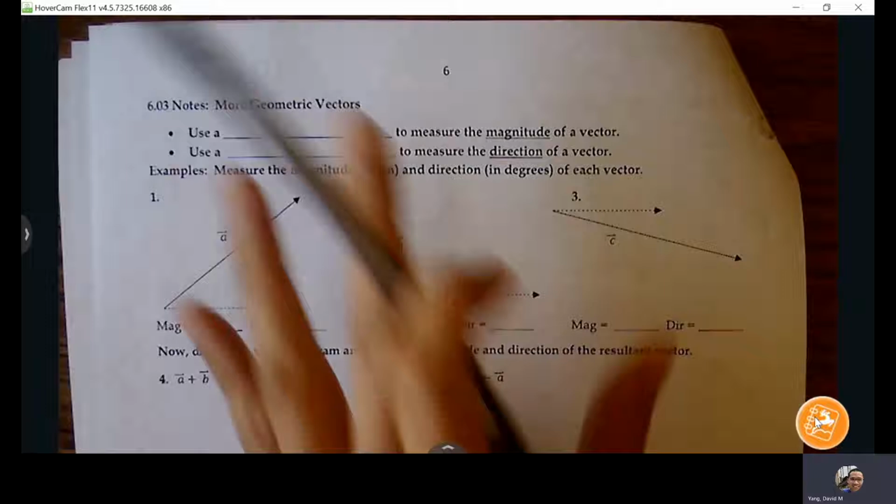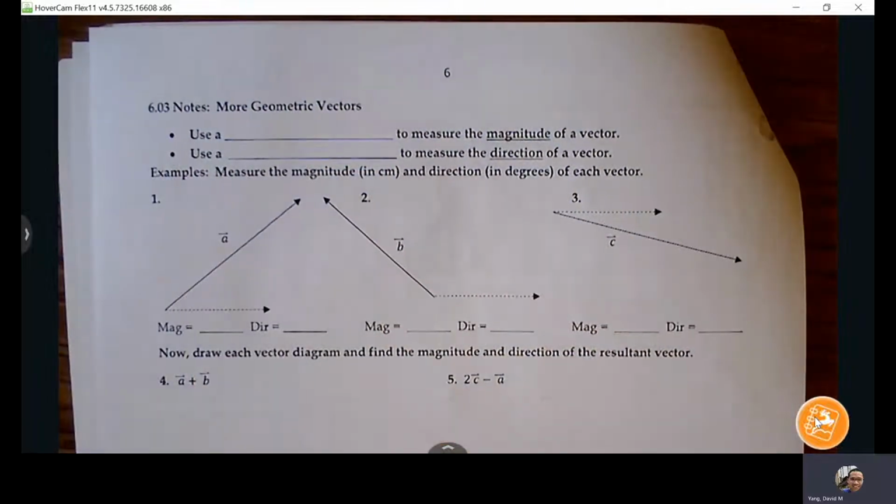Okay. So on page 6, I don't think I want us to be having to measure using protractor and using a ruler. So I'm going to skip this top portion, and we're going to go down just to the bottom half. Okay, we'll start here.